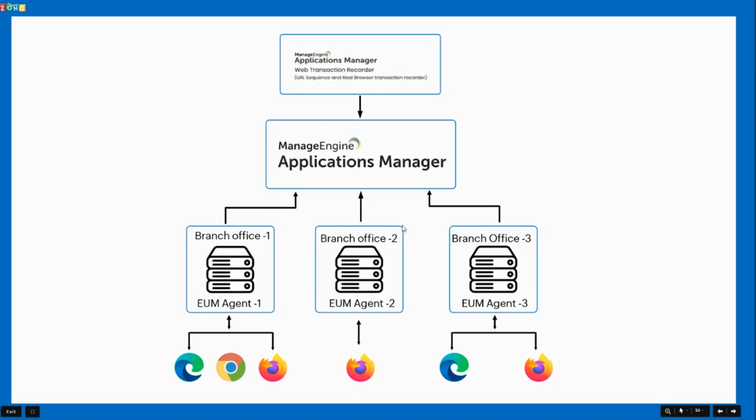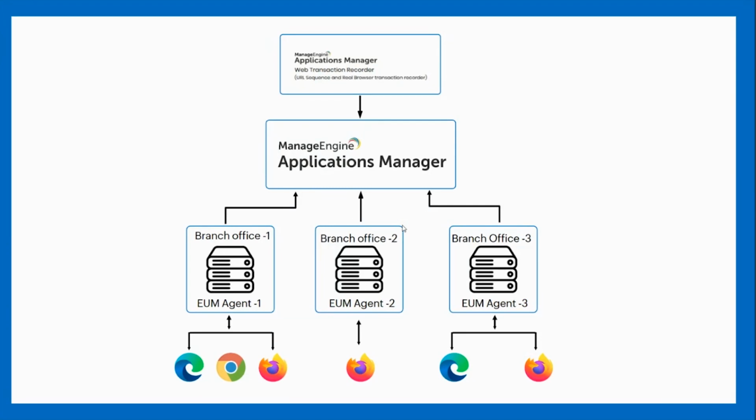Applications Manager's end user monitoring agents basically provide a greater visibility into the user experience and help detect potential problems with ease. The EUM agents can be installed in multiple branch offices in different cities or in the systems of your end users. All you need is a secure HTTPS connection between the agent and the Applications Manager server.